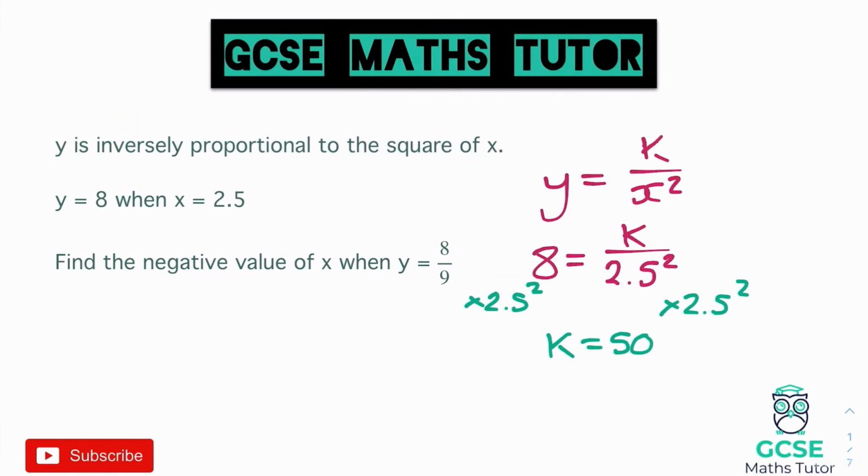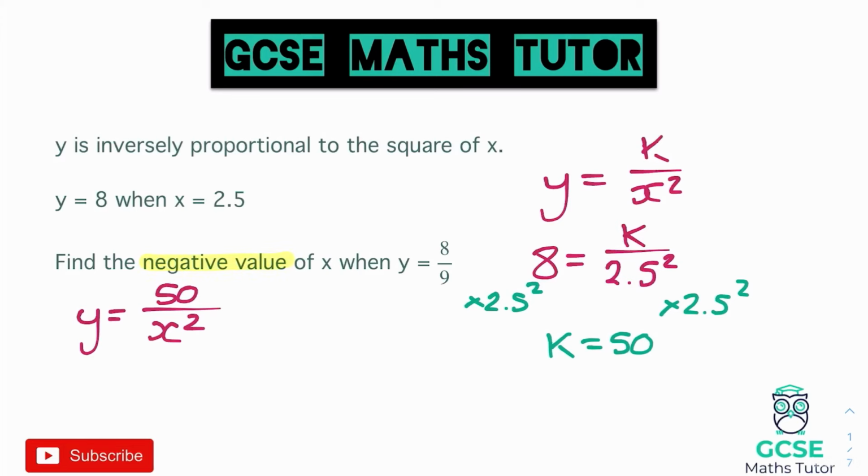Obviously in all of our next steps now we need to actually write our formula. So we'll put that back into the original equation that we wrote. So y is equal to 50 divided by x squared. And it says here, and this is the only reason why this is a relatively tricky one, it says find the negative value of x when y is equal to 8 over 9. And it's worth highlighting that negative value element there just so we don't forget that.